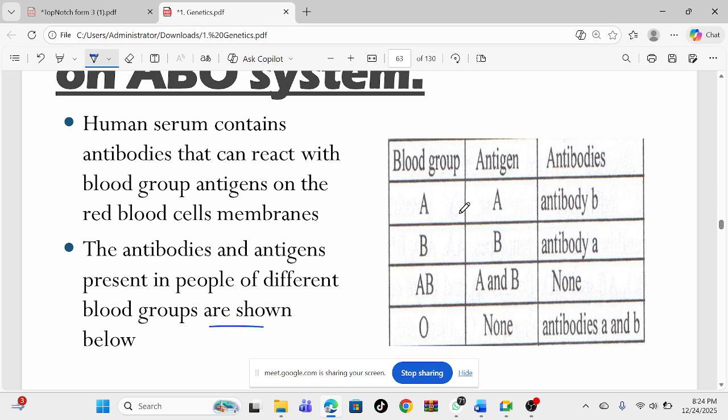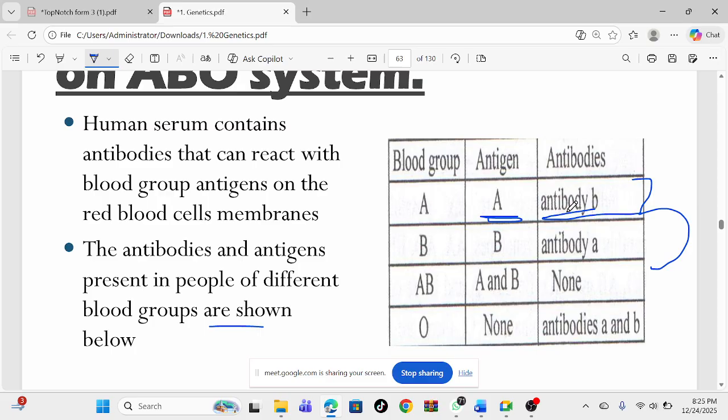So for example, sasa hizi hapa tunaingia opposite. Ni ile tu ya form 2. Tunasema kama mtu ni blood group A ako na antibody B. Kama mtu ako na blood group B ako na antibody A. Kama mtu ako na blood group AB hana antibody. Kama mtu hana antigen ambaye ni blood group O ako na antibody A and B. Hii ni kazi ya form 2. First topic form 2.